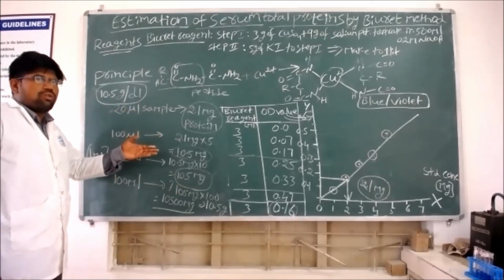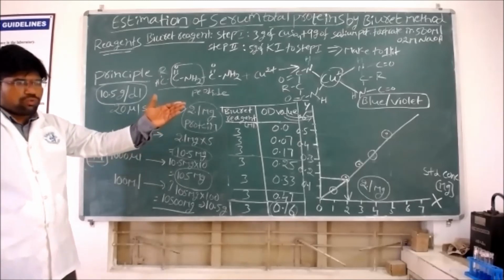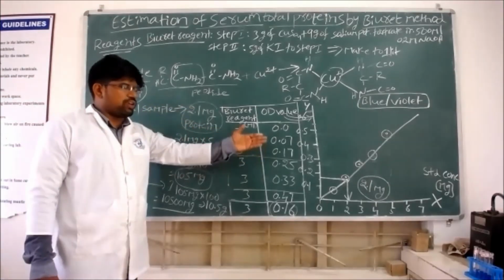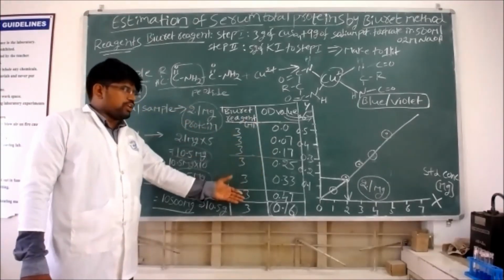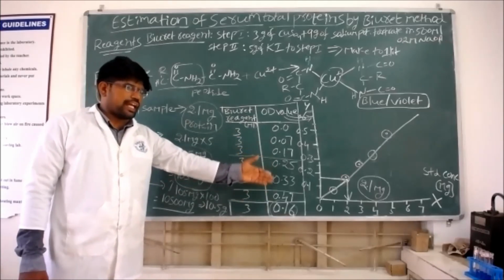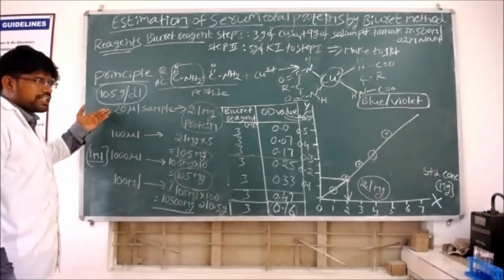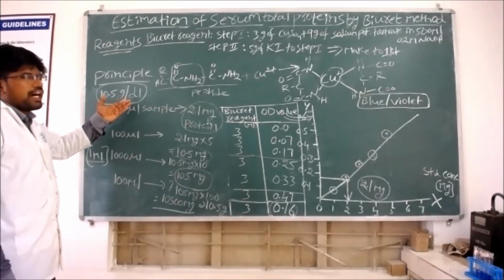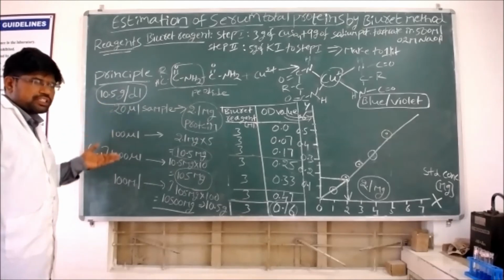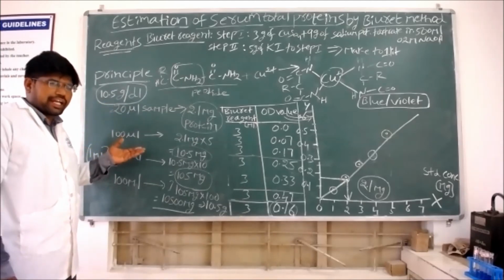In that way, we prepare the procedures, we take the graph and draw a straight line, and with the OD value, we intercept the graph and calculate the test concentration. Finally, we calculate the test concentration for 100 ml. Generally proteins are present in grams, so we represent them with the gram per dl unit only. For that reason, you have to convert the mg per dl into gram per dl. Because of that, we got the value 10.5 gram per deciliter.